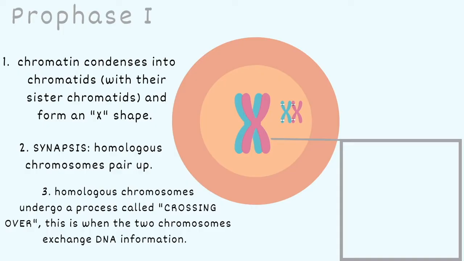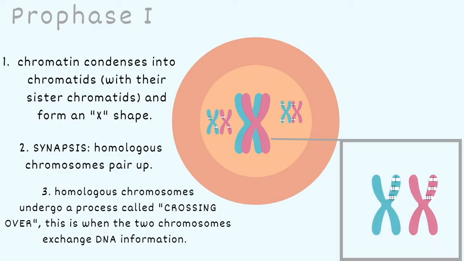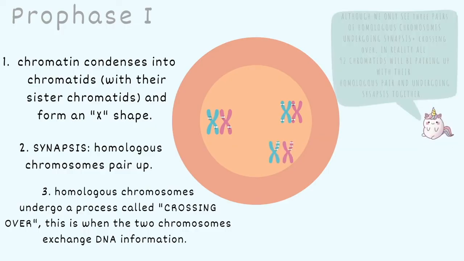For example, let's look at another pair of homologous chromosomes. Here, alleles DD and CC exchange places, but not C and D. Oh, and by the way, remember I mentioned that each allele on the same location of each homologous chromosome codes for the same thing? This is what I mean. Here, these two alleles both code for hair texture. Remember, although we only see 3 pairs of homologous chromosomes undergoing synapsis and crossing over, in reality, all 92 chromatids will be pairing up with their homologous pair and undergoing this process together.